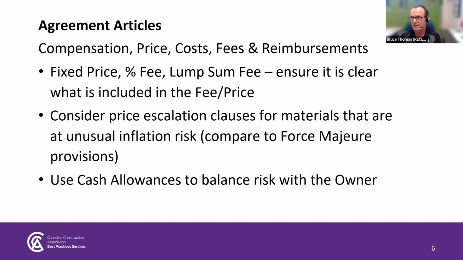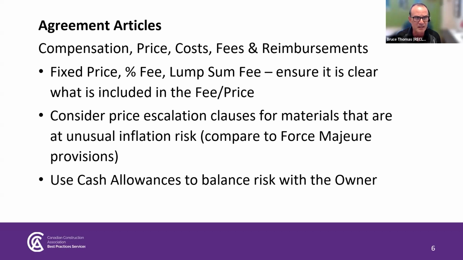The other item on the screen is cash allowances. And again, you want contracts that have some balance. Some items are better as allowances that can be managed with a mechanism, as opposed to shifting the risk to the contractor, particularly if they can't quantify what those costs might be.